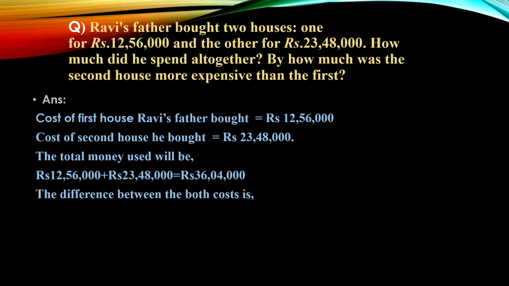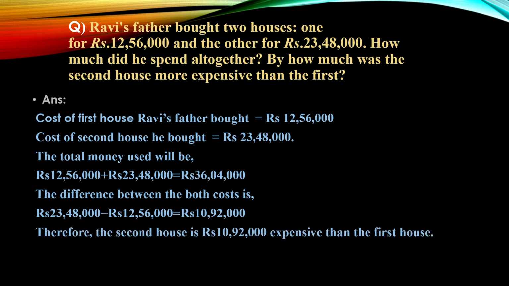So the difference of both costs, which means that in order to know how much he spent more for the second house, we need to subtract the first house cost from second house cost. Here we go. And the answer is 10,92,000. Then you have to give the conclusion saying that therefore the second house is 10,92,000 more expensive than the first house.